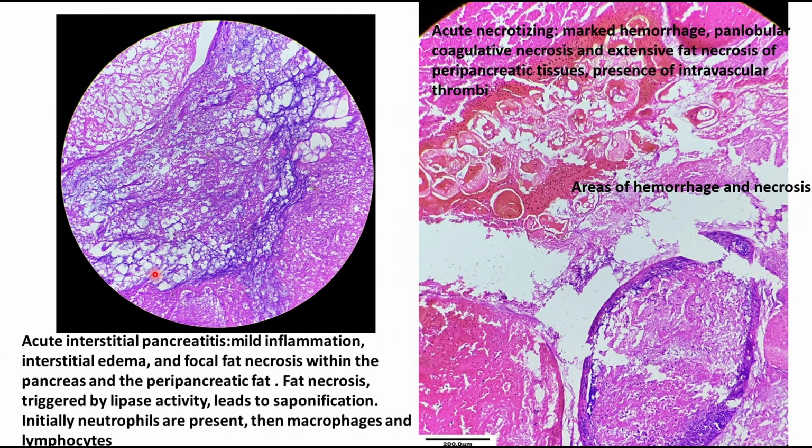There are two types of morphology in acute pancreatitis. So this is acute interstitial pancreatitis, where we can find mild inflammation, interstitial edema, and focal fat necrosis, which is triggered by lipase activity leading to saponification. Initially, neutrophils are present and then macrophages and lymphocytes. This is acute necrotizing pancreatitis with marked hemorrhage, coagulative necrosis, and this is intravascular thrombi. And so this is again areas of fat necrosis with hemorrhage.